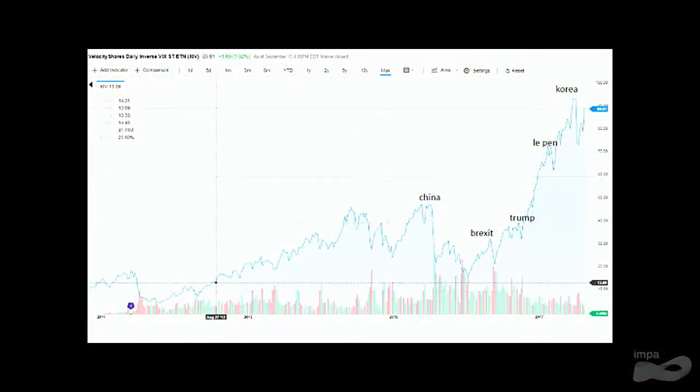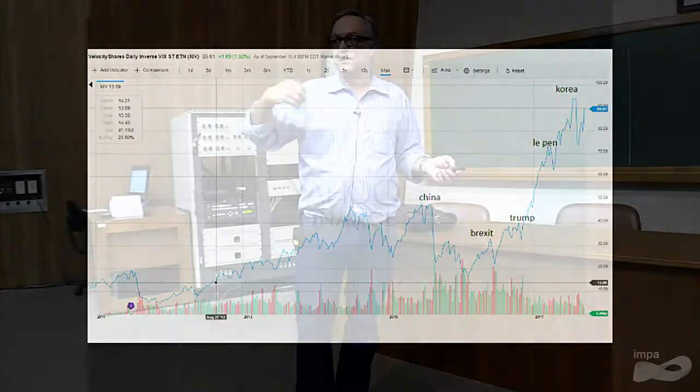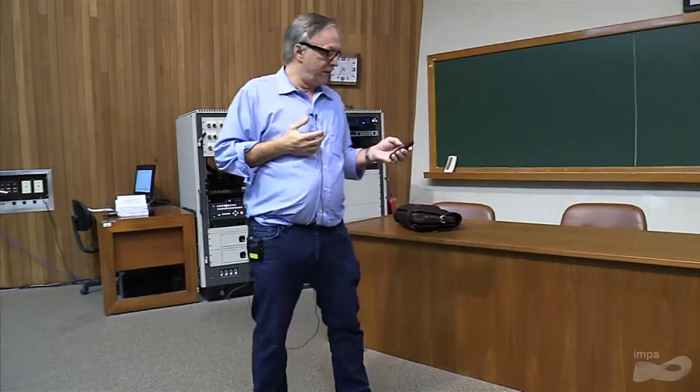That's a good question. ETN is when it's a note and your credit risk is the bank. ETF, the credit risk is not with the issuer. The ETF is kind of a slightly different thing.